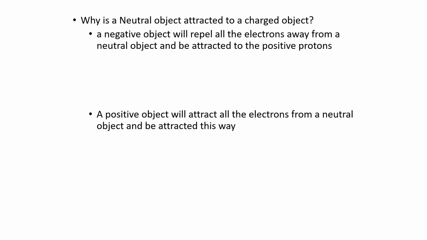So I have some notes here. It says a negative object will repel all the electrons away from a neutral object and be attracted to the positive ones. Let's imagine we have a balloon, and that balloon was charged and is now negatively charged, so it has lots of negatives. I'm going to draw a whole bunch of little negative symbols right there.